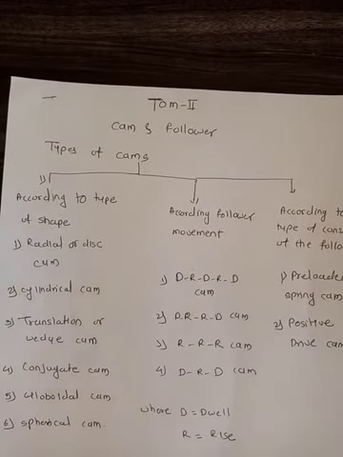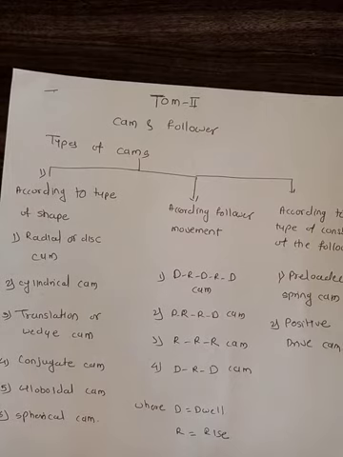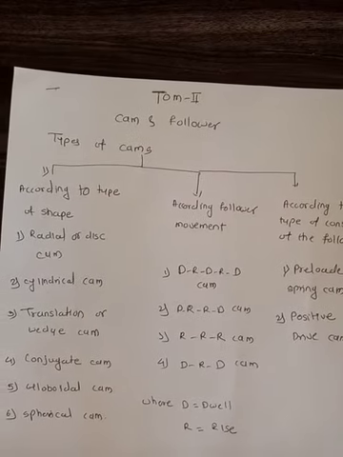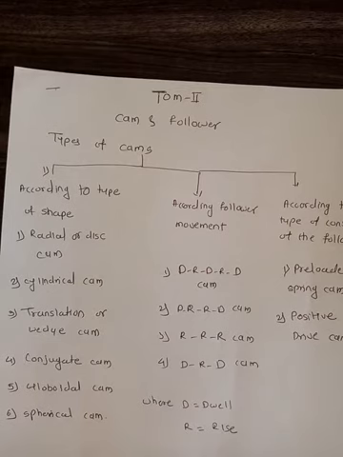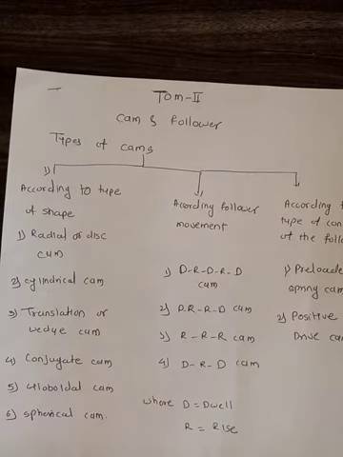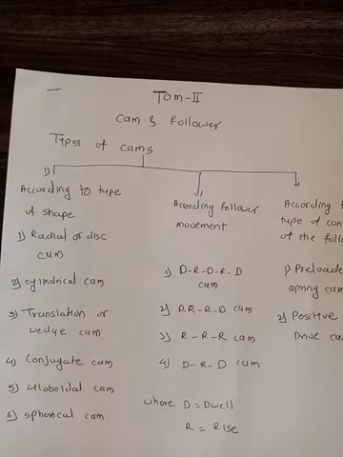To summarize, there are three types of classification: according to the type of shape, according to the follower movement, and according to the type of constraint of the follower. In the type of shape, the six cams are the radial or disc cam, cylindrical cam, translation or wedge cam, conjugate cam, globoidal cam, and spherical cam. According to follower movement, there are the DRD cam, DRRD cam, RR cam, and DRD cam. And according to the constraint of the follower, there are two: the preloaded spring cam and the positive drive cam.